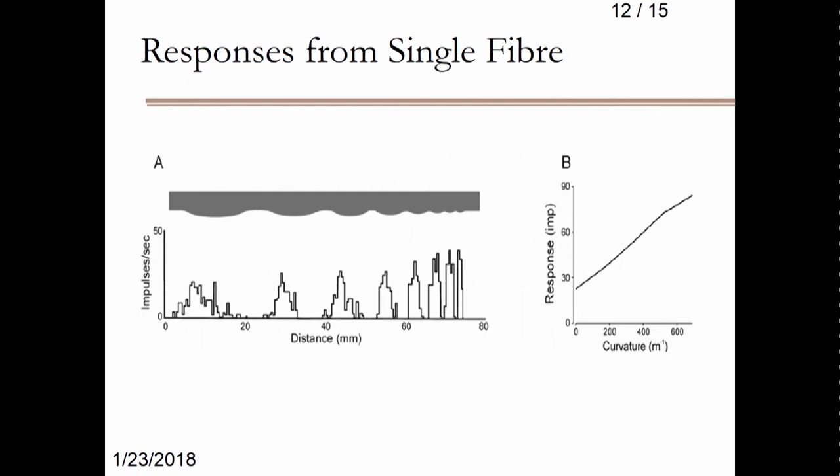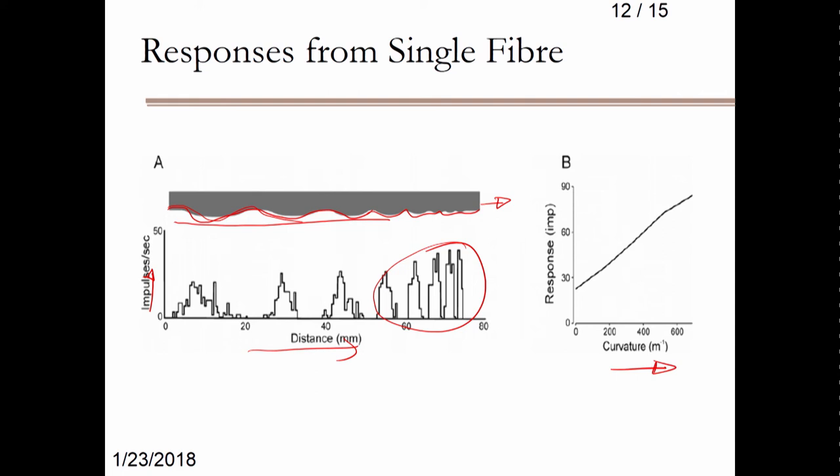Again, if you look at a stimulus which is varying in shape, let us say it is wavy, the waviness is lesser initially, the frequency is lesser, and as we go, the waviness is increasing. As it increases, you can see that the impulses, the responses from the single fibers, are also increasing. As the waviness increases, the response is also increasing. It is capturing the shape, that is what is meant over here.